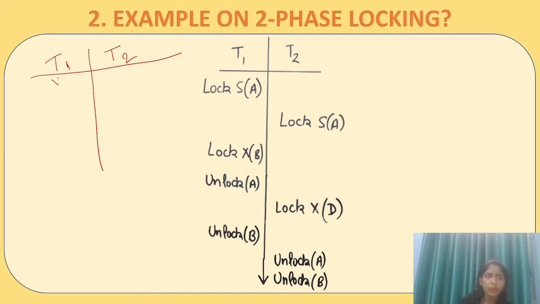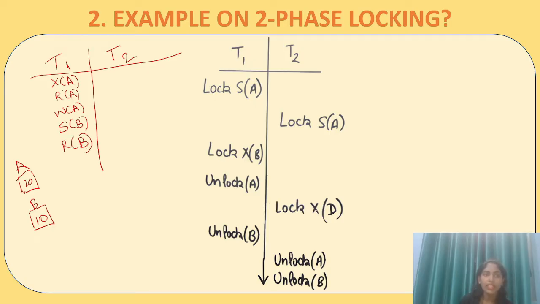Now, transaction 1 wants the exclusive lock on A. Exclusive means he wants to read the data item A and also write inside it. And then he wants the shared lock on data item B, meaning he only wants to read whatever is there in data item B. So a shared lock means only reading of the data item, there is no writing.